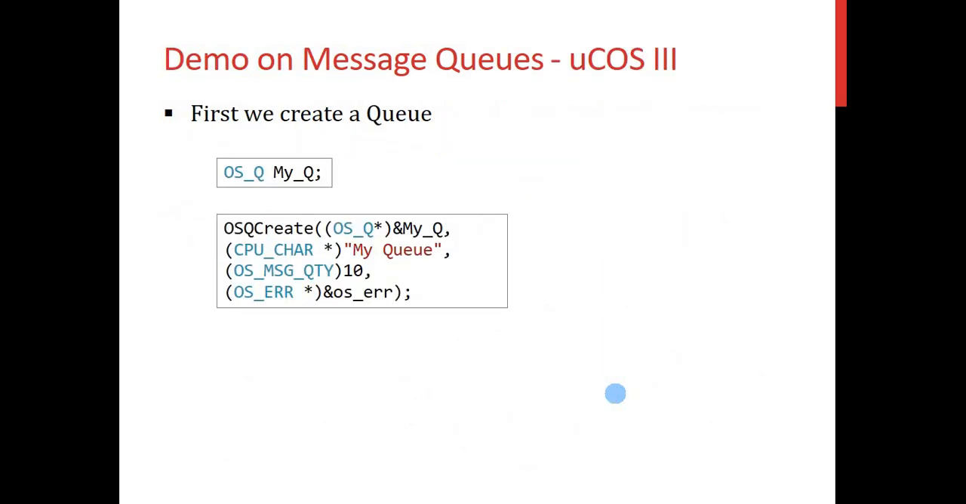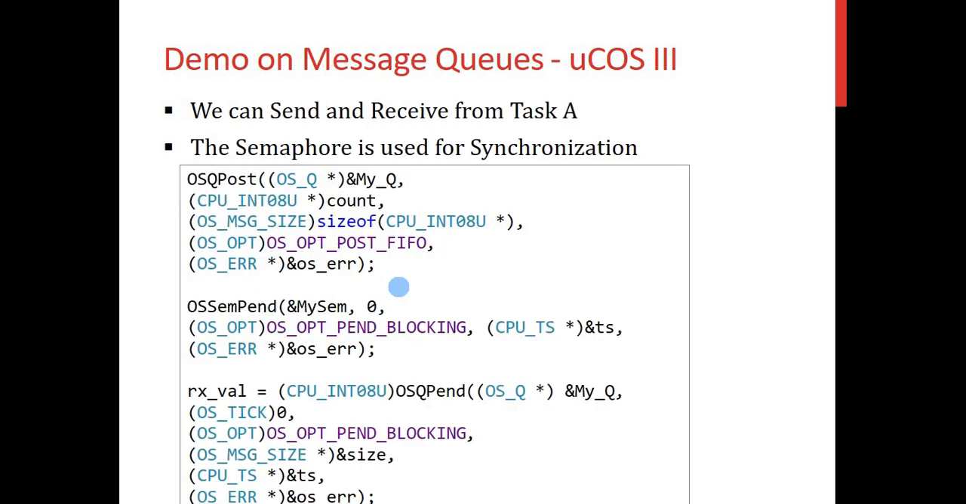Let's look at the demo for message queues. For message queues, you first need to create a message queue. This is the code to create one. In this case, I create a message queue with 10 messages. In this example, I first post a count value to my message queue. So inside my message queue I put in a value here. I post a message here.